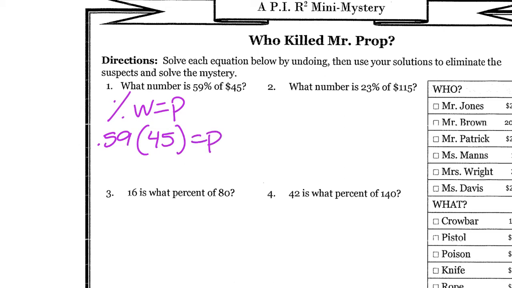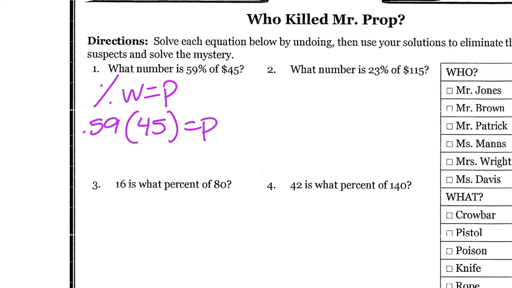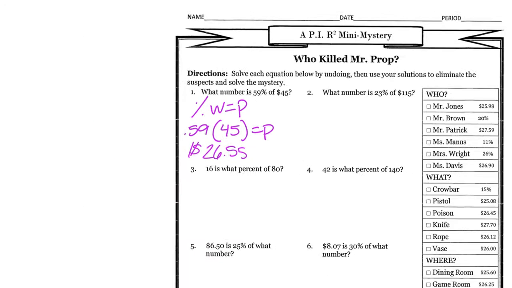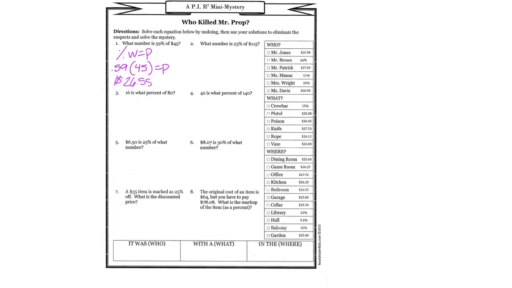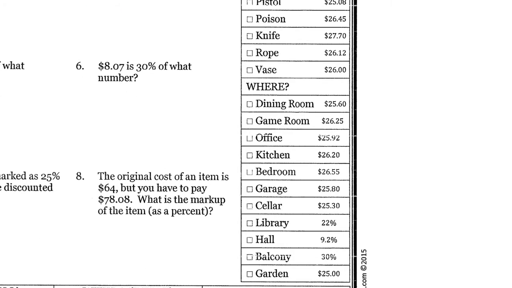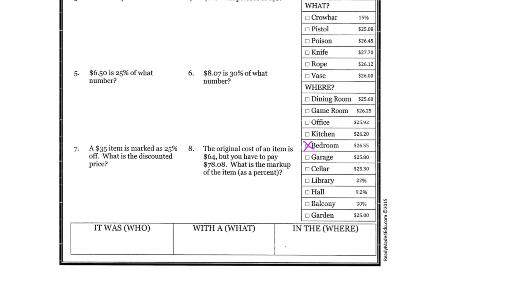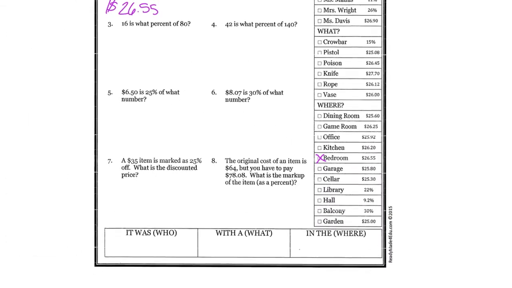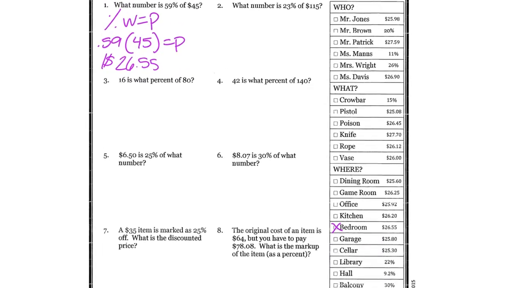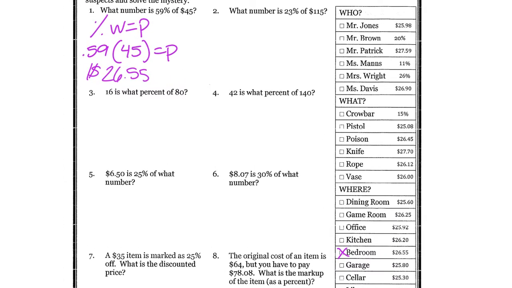All right, so let's go ahead and do our multiplying. And when I take the 59% as a decimal, so 0.59 times 45, I get 26.55, and that's the what number is. So then I'm going to go over here, all right, and we'll see where we find that answer, and I see that it's bedroom. So that's kind of like, you know, the, what's that game, Clue, okay? So it's not the bedroom, all right? So let's see what else we got going on.